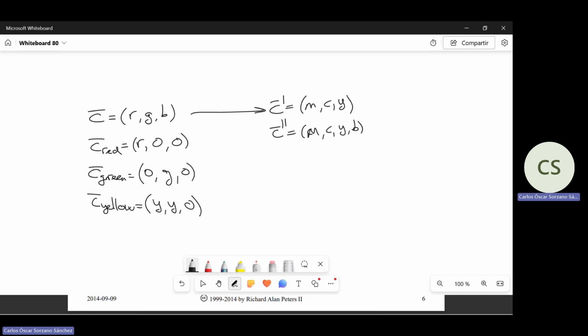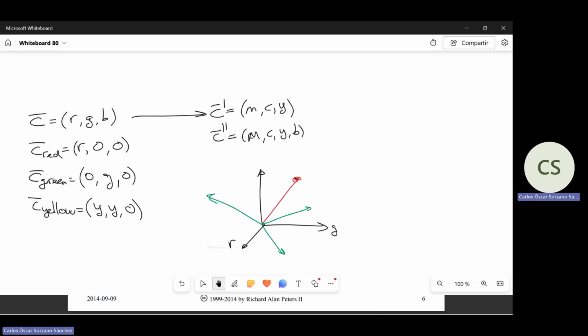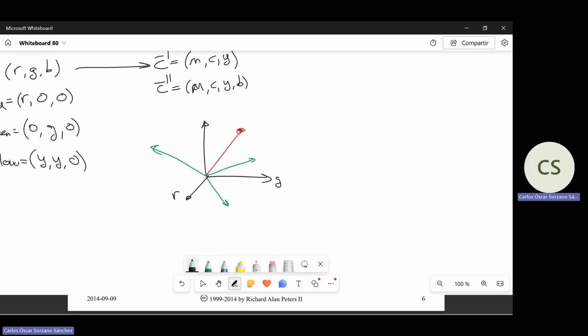Okay, so let me do that. So a color, red, green, and blue is a point here. So this is your color point. This is your vector, and then magenta, cyan, and yellow is a rotation of the coordinate axis. I don't know how to draw it, but okay, some rotation of the coordinate axis. And then black is adding another axis. So this is a vector, okay?